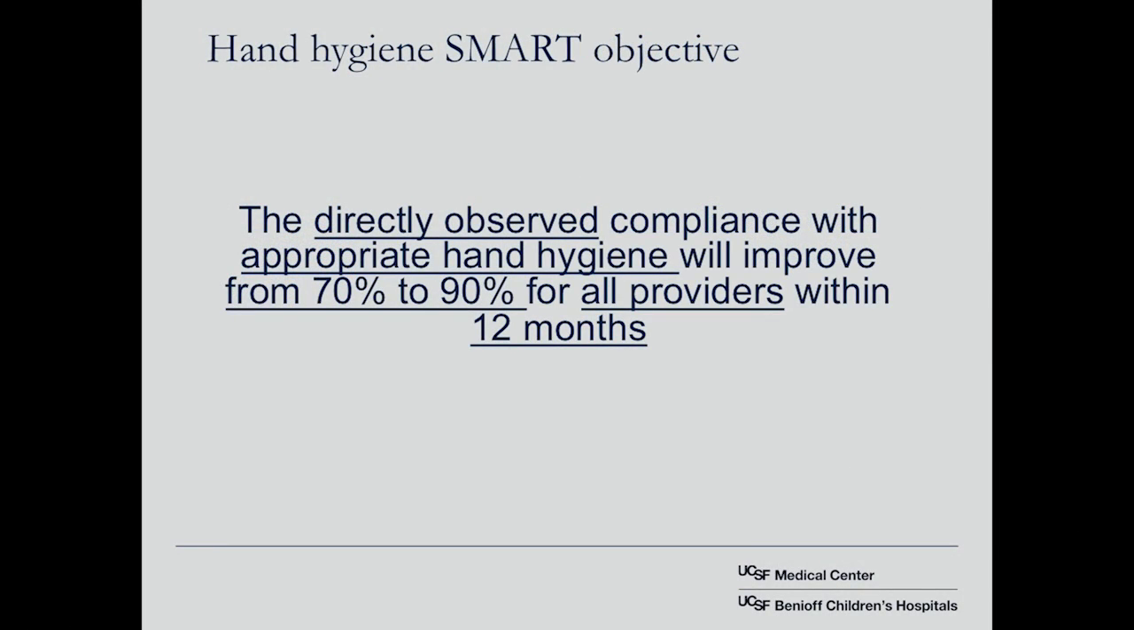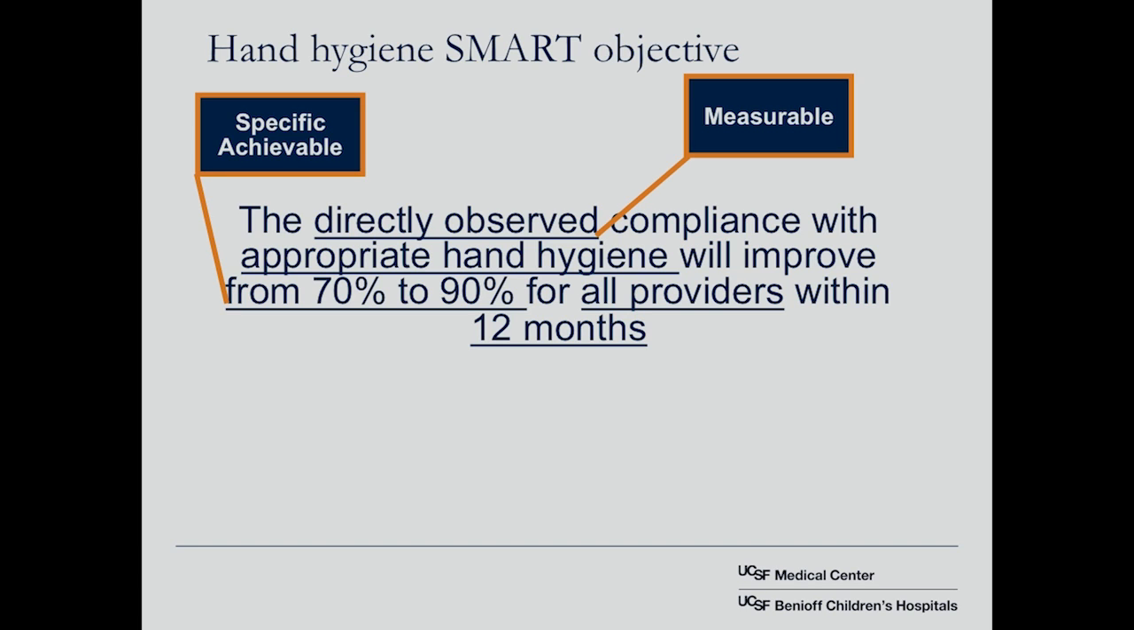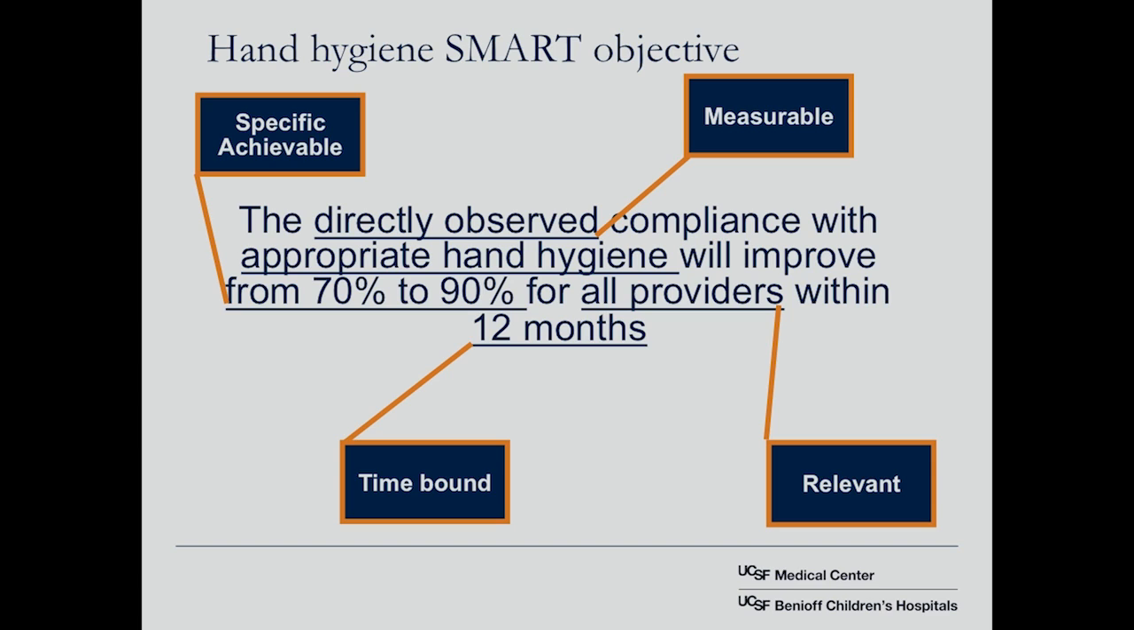Breaking this down according to the SMART criteria, you can see that this objective is both specific and achievable in that it defines exactly what is the desired target improvement. It is measurable, since we have defined exactly how appropriate hand hygiene will be measured. It's relevant because it defines the population that is being targeted. And it is time-bound in that it gives a specific time frame during which we hope the improvement will occur.